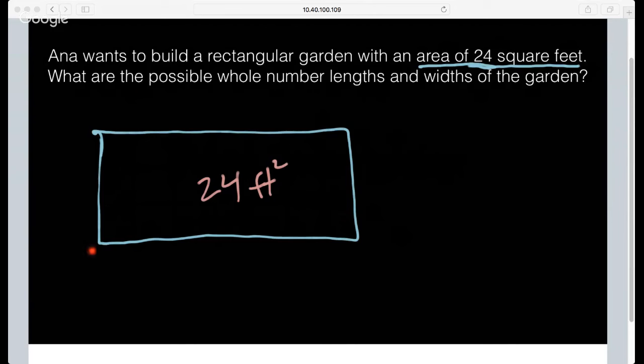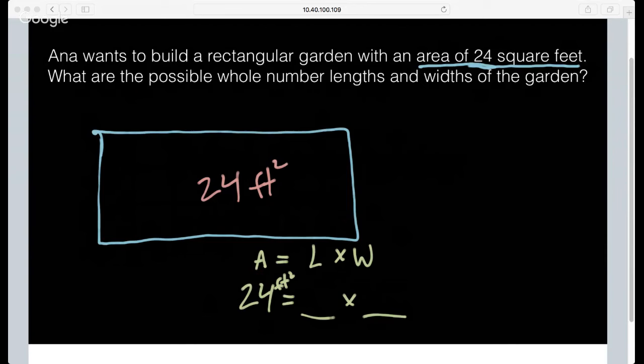So we're trying to find the lengths and widths. What is a possible length? What's a possible width that could go here in order to have these 24 square feet on the inside? Well, if area is length times width, then this 24 square feet has got to be something times something. So we're looking for all of the factors, those numbers that when you multiply them together will get you 24, all the factors of 24.